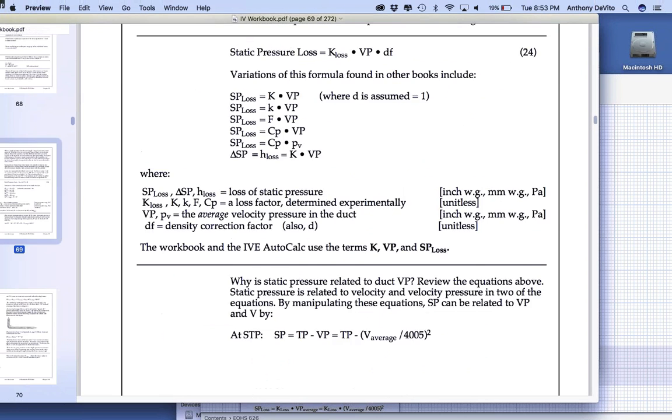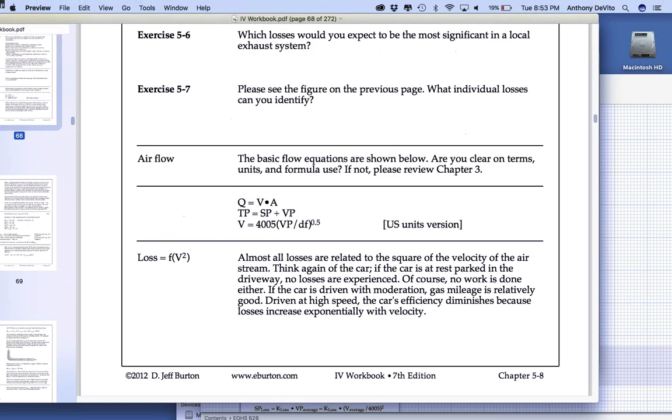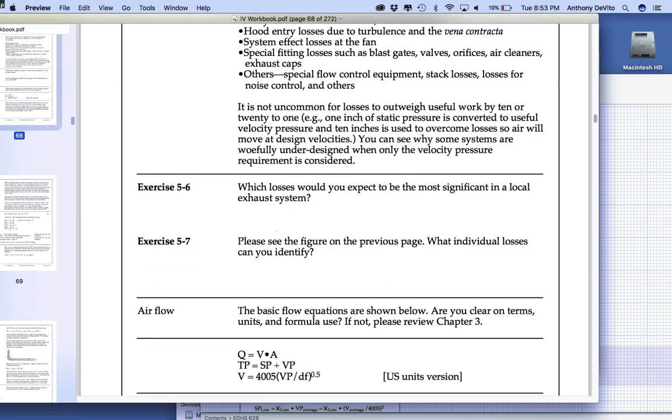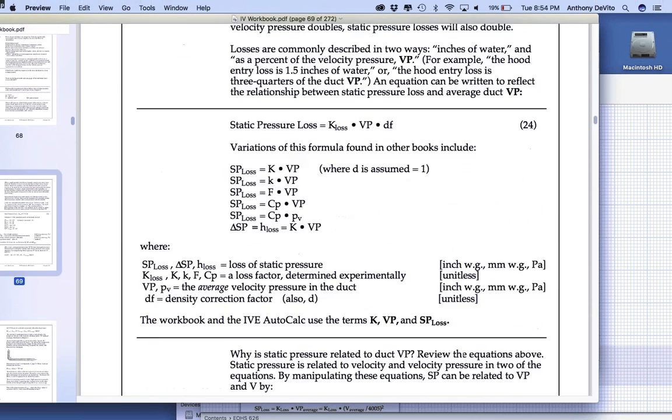Let's see if we got an exercise we can actually do here. Is there an exercise here? Okay, what individual losses can you identify?